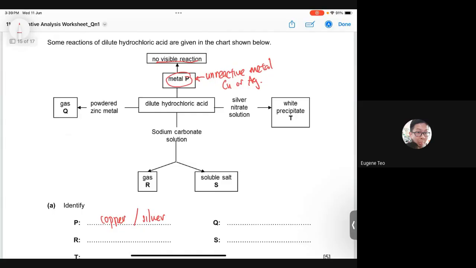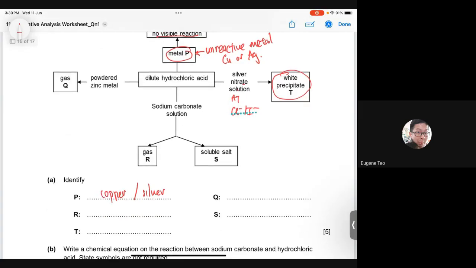Next, hydrochloric acid added to silver nitrate solution, white precipitate forms. Silver nitrate solution, what is this testing for? This is an anion test for chloride or iodide. White precipitate forms over here, this will be silver chloride.